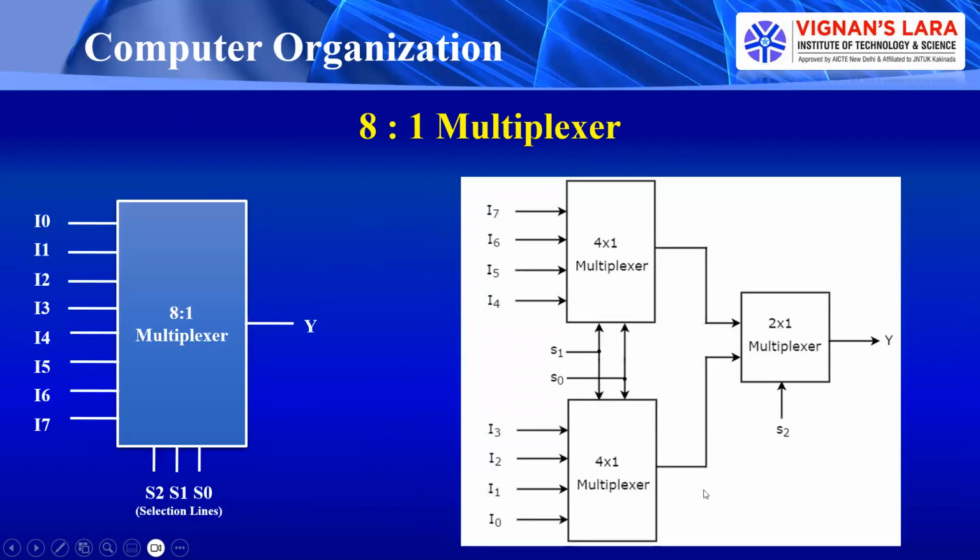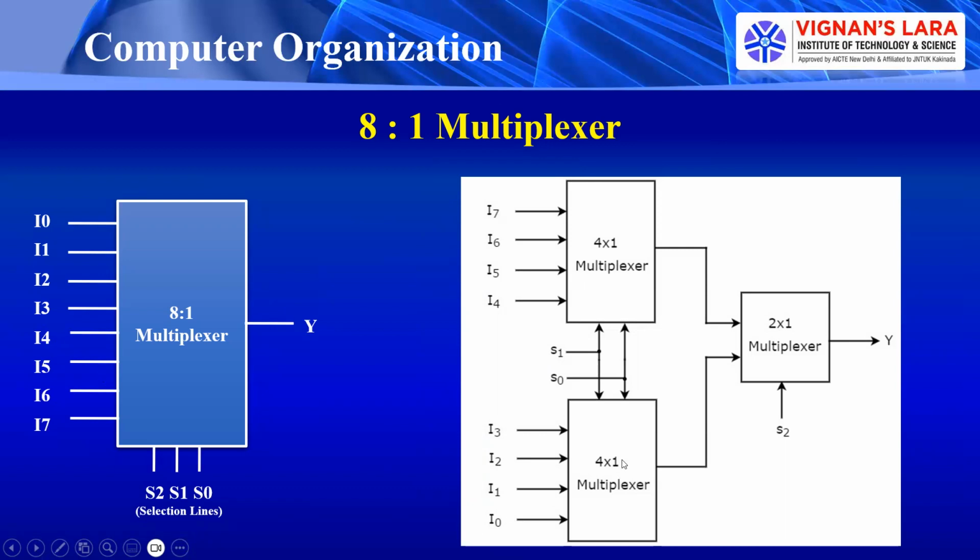Next, in a similar way, implementation of 8 by 1 multiplexer. So an 8 by 1 multiplexer has 8 inputs, I0 to I7, and 3 selection lines. If you refer to the 8 by 1 multiplexer truth table, for S1, S0 equal to 0, 0 we select I0 and I4. For 0, 1 it is I1, I5. For 1, 0 it is I2 and I6, and for 1, 1 it is I3 and I7.